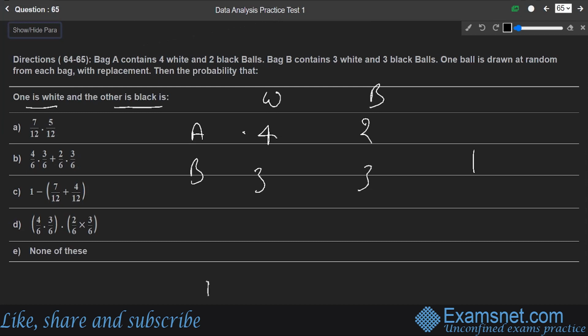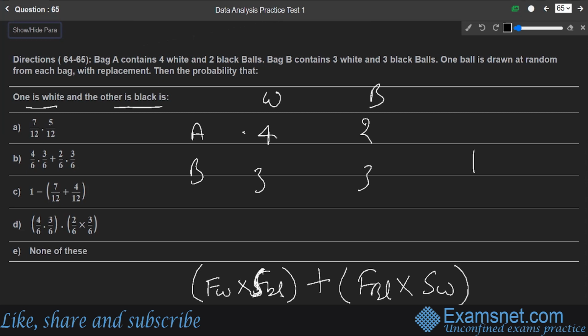Either the first ball can be white and the second ball can be black, or the first ball could be a black ball and the second ball could be a white ball. Any of these can happen, so we'll have to give the things like this. So clearly, first of all, we need to find the first ball as white. The first ball is obviously coming from the very first bag.